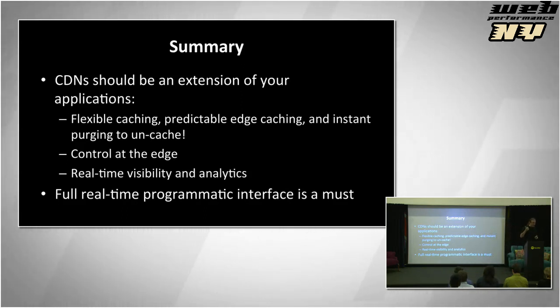So because of this, we need really good caching. We need total control over that caching. We need total control over that uncaching, the same way that we expect control over the caching. We want very good control over configuration. We expect APIs. We want real-time visibility and statistics. And everything needs to be real-time and instantaneous, because that's the only way we can use a CDN like we use any other part of our own applications.